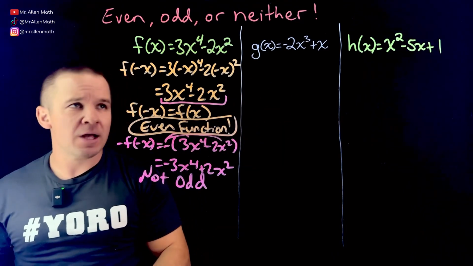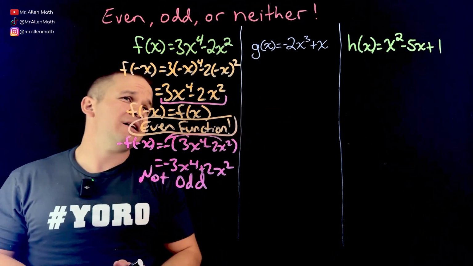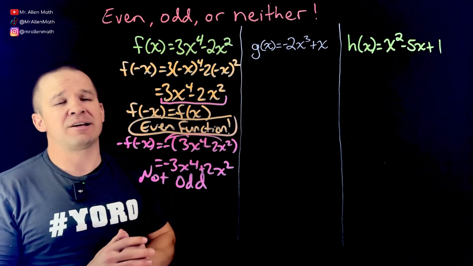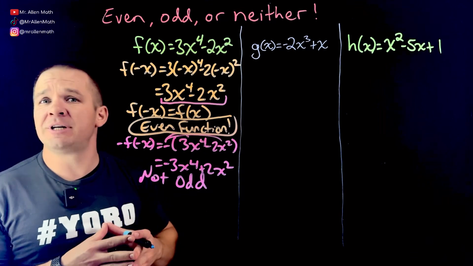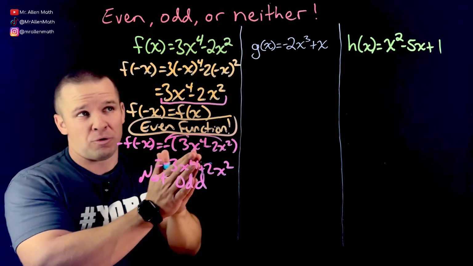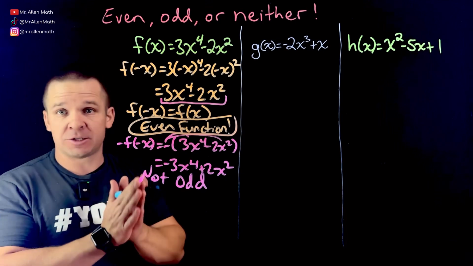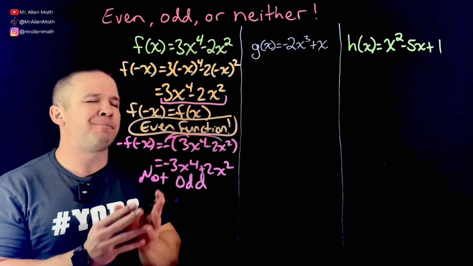All right, this next one here. So I've got negative 2x cubed plus x. So g of x is negative 2x cubed plus x. My hunch here is that it's got the potential to be an odd function since it's in both odd degree terms there, right? But let's go through our test. And I'm going to start with my even test, even though I'm pretty sure it's not.